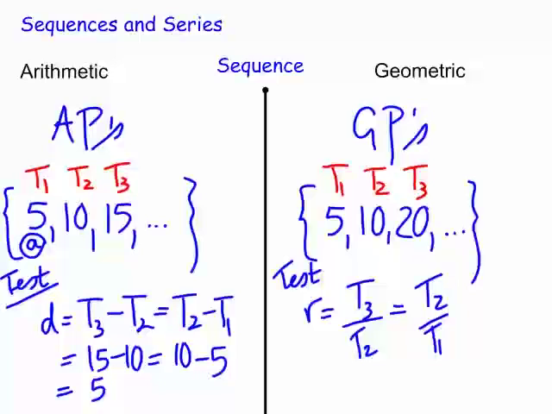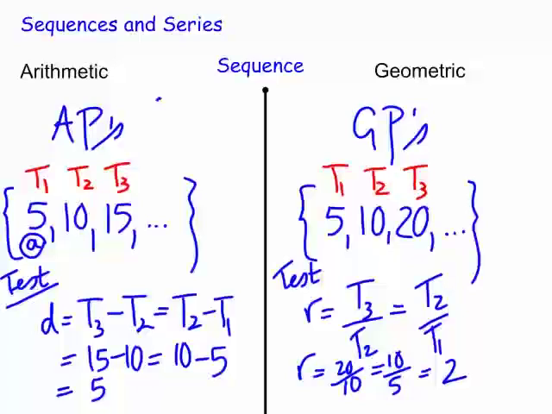Let's have a look at the geometric one. T3 is 20. Is 20 on 10 equal to 10 on 5? Hopefully it is. It's actually 2. This is called r. r is called the common ratio, and d is called the common difference. Let's write that down as well.